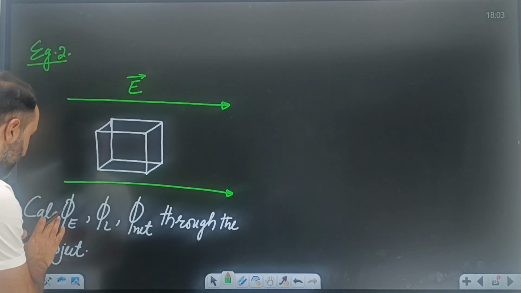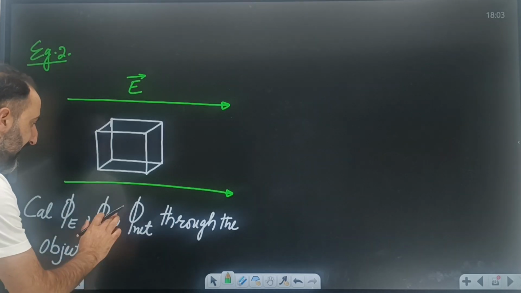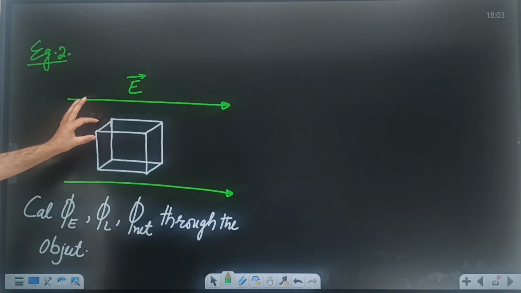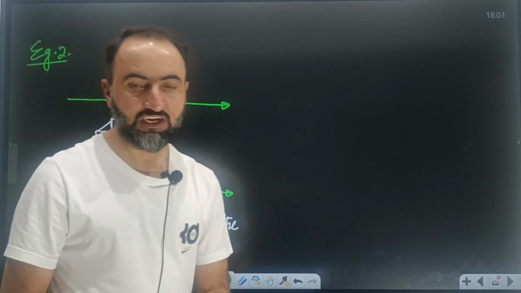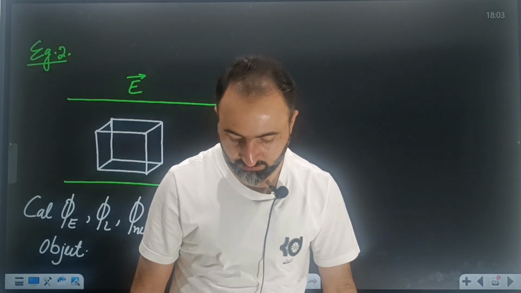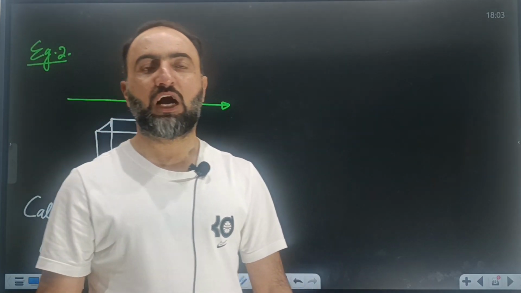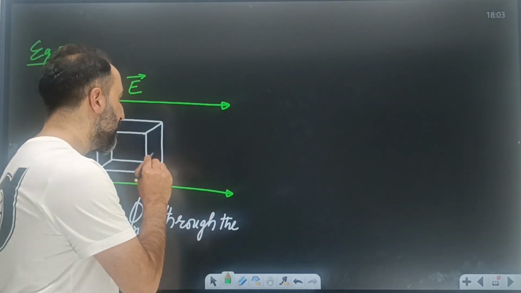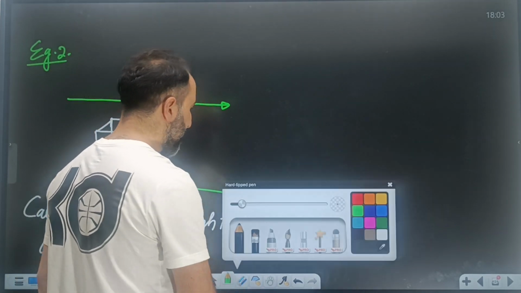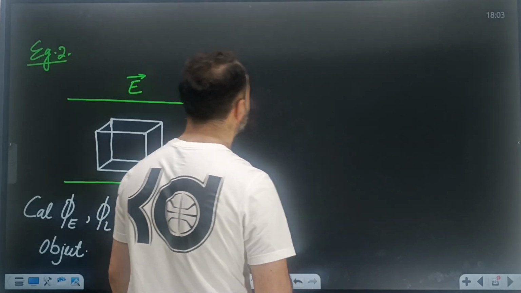What we have to calculate is flux entry, flux leaving, and net flux through this very object. We have to calculate what is the flux entry, what is the flux leaving, and what is the total flux. Here, I will show you a shortcut technique. Let me write it like this.